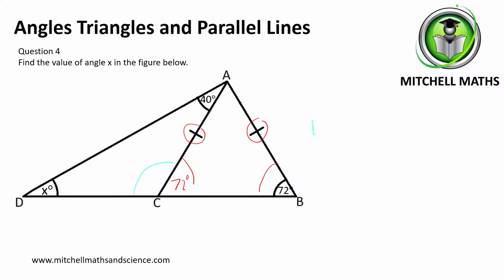So if we do 180, take away 72, that's going to equal 108. Therefore, we've got 108 degrees here. And then we know that angles in a triangle add up to 180. Therefore, we can do 180, take away 108 plus 40. And if we do that, we get 32 degrees. Angle x is 32 degrees.